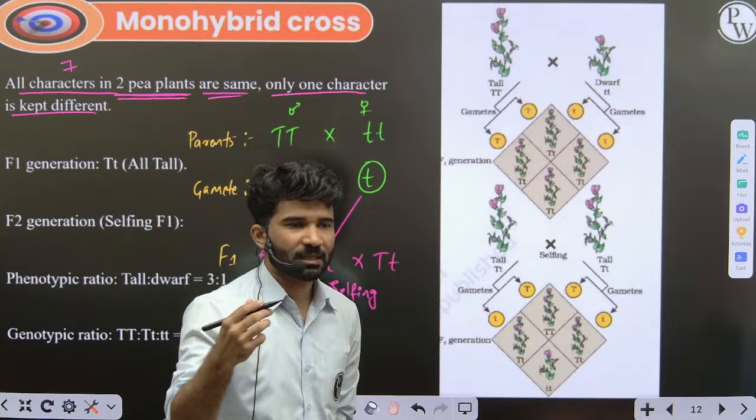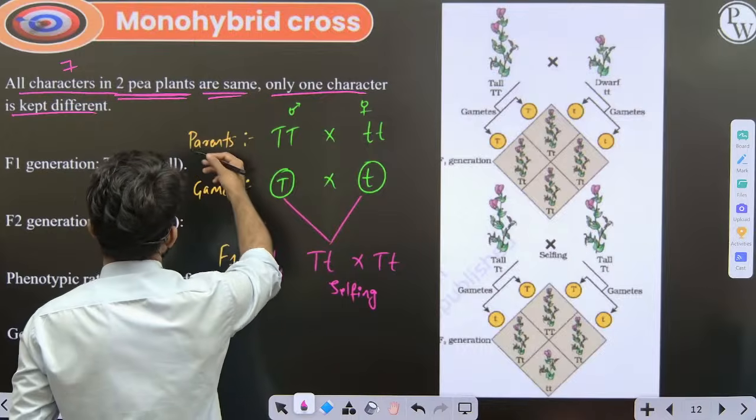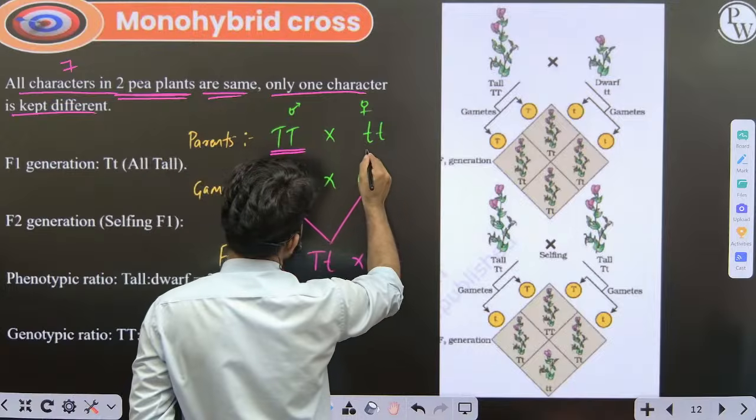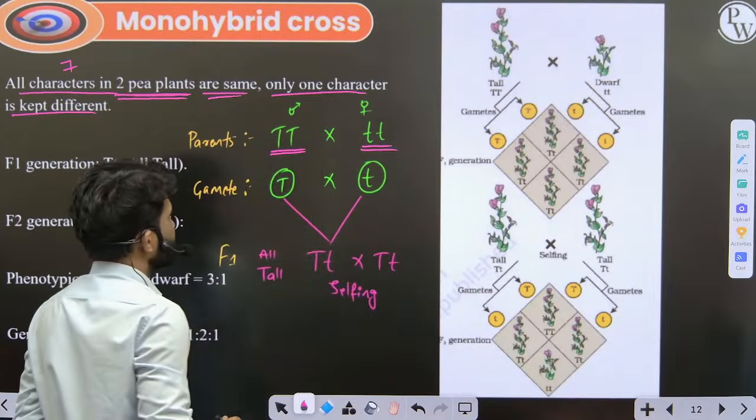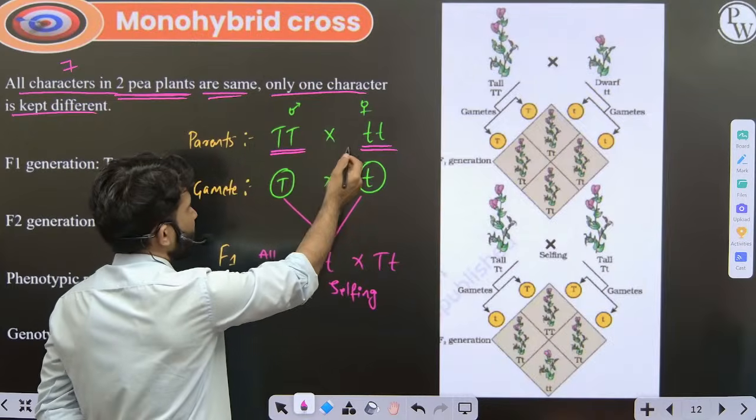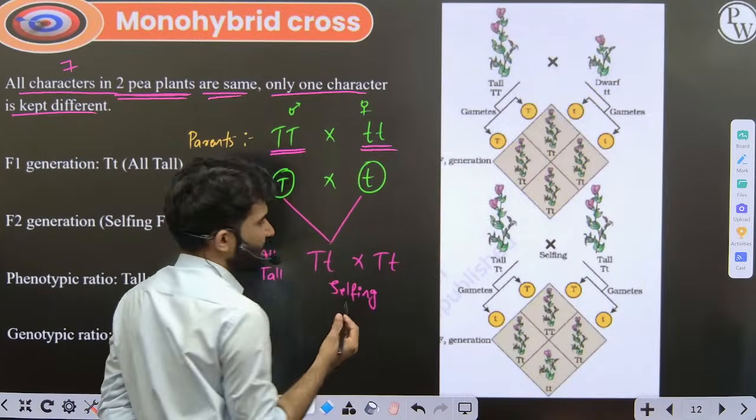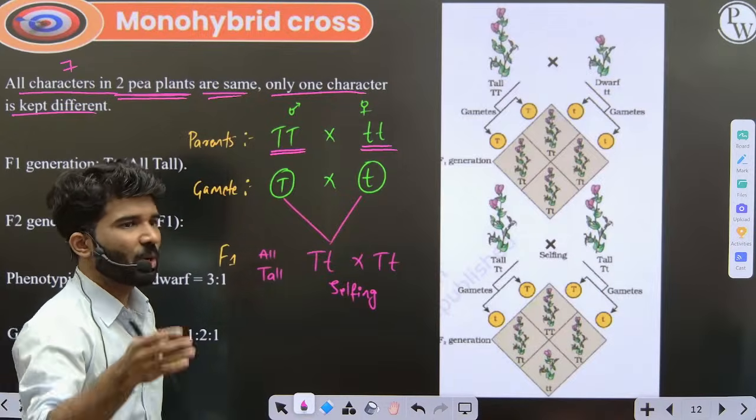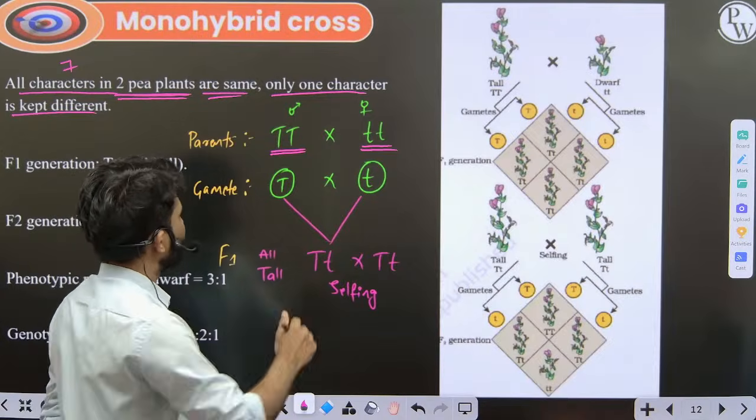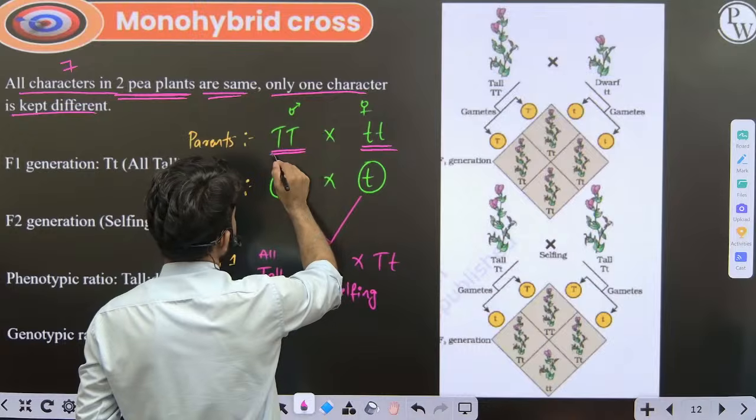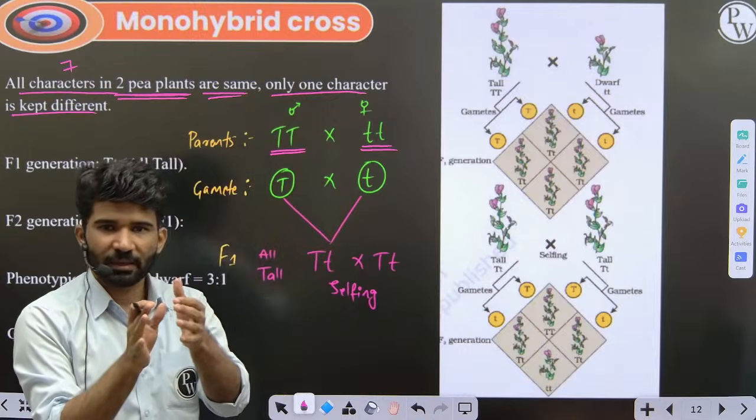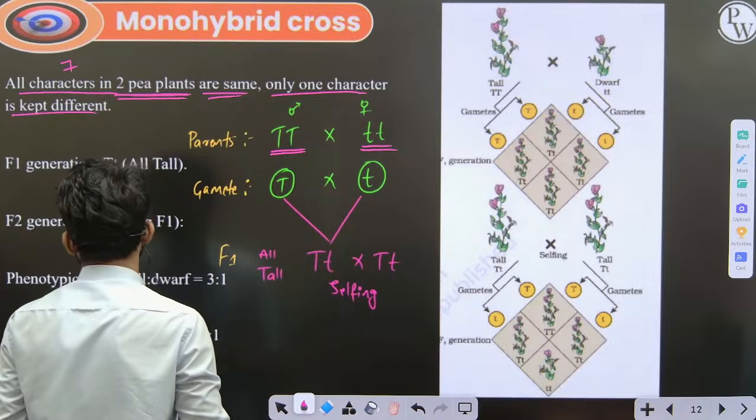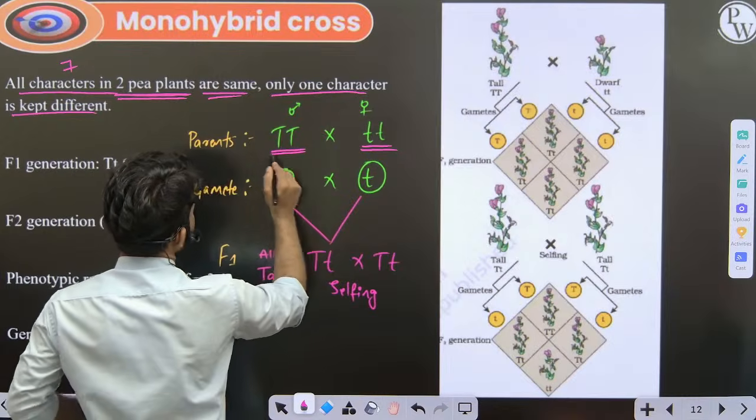So what is that one character? It is height, where he has taken one parent as tall and the other as a dwarf variety. That one character differs, and all the remaining characters are kept the same: seed color, seed shape, pod color, flower position. All the characters are kept the same, but only one character is different, the height character. He has taken one parent as tall.